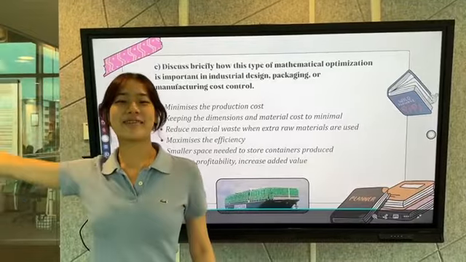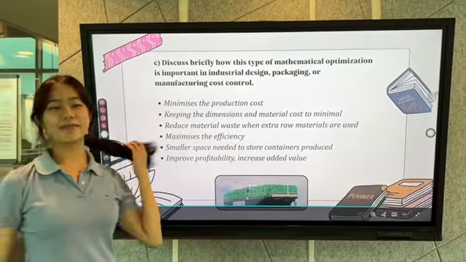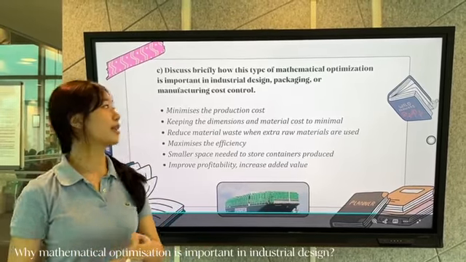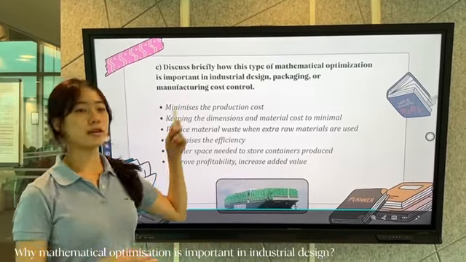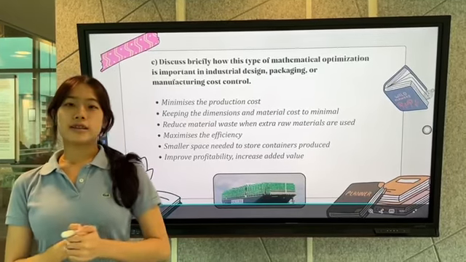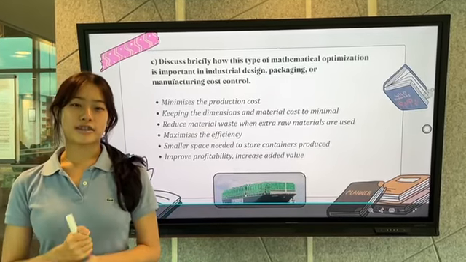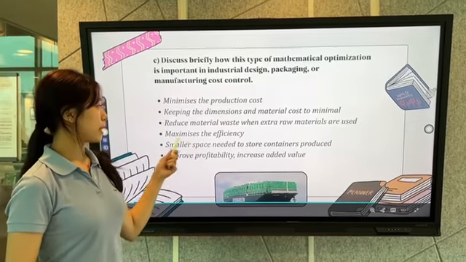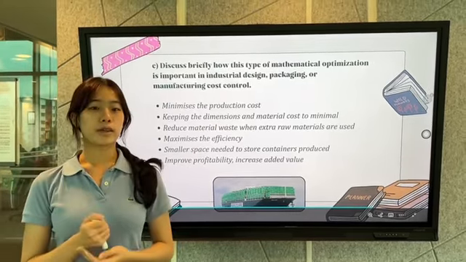Moving on to the third part of the question, I will discuss briefly how this type of mathematical optimization is important in industrial design, packaging, or manufacturing cost control. This mathematical optimization is important in the storing industry because it minimizes the production cost and maximizes the efficiency. Why do I say that?